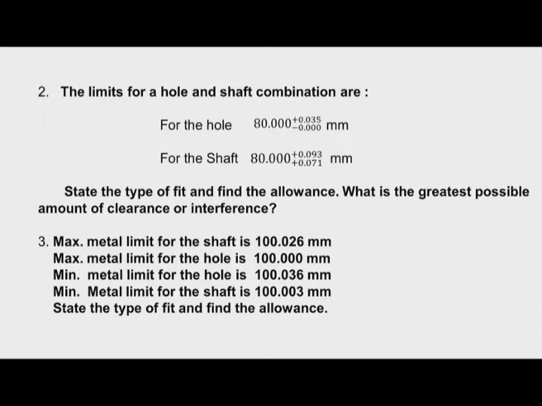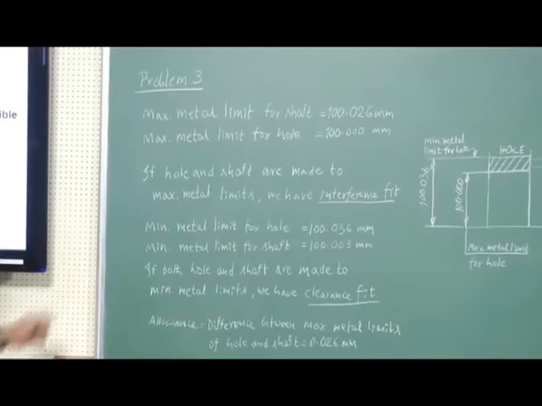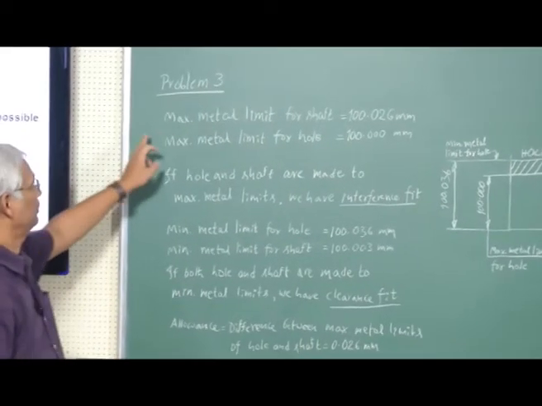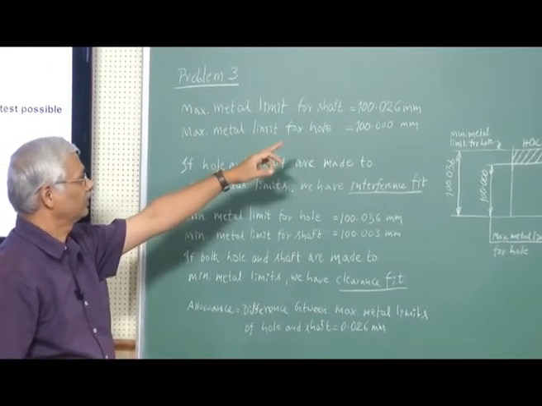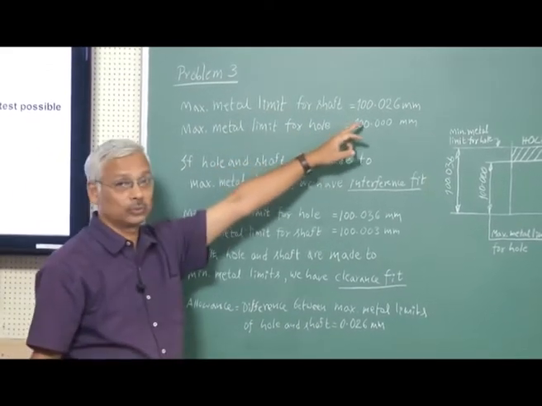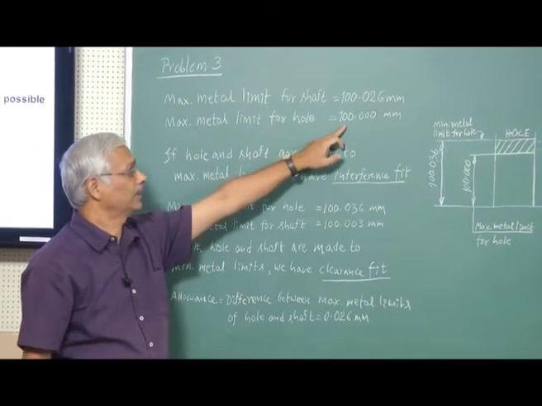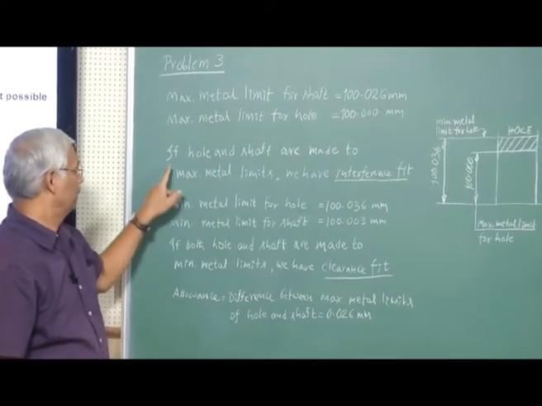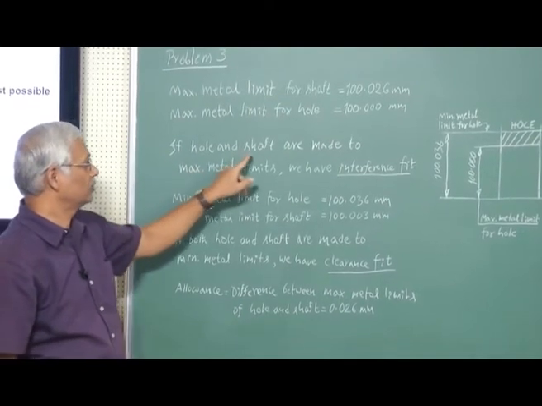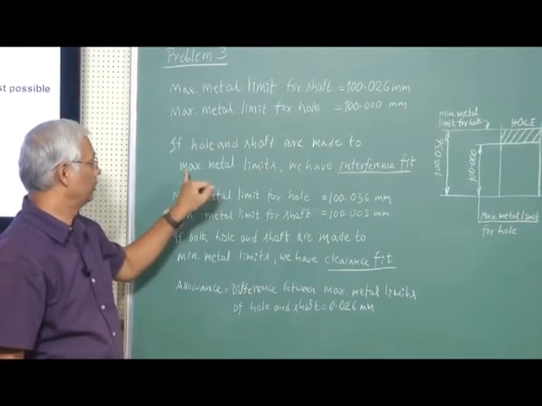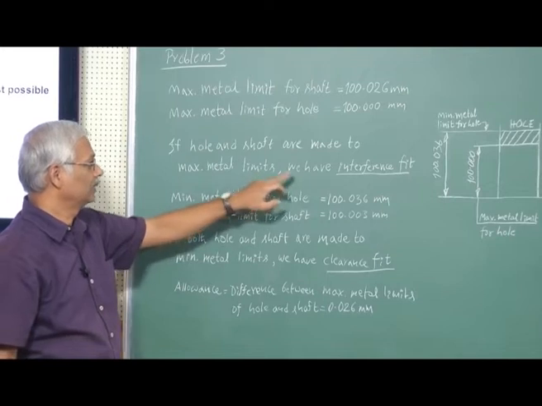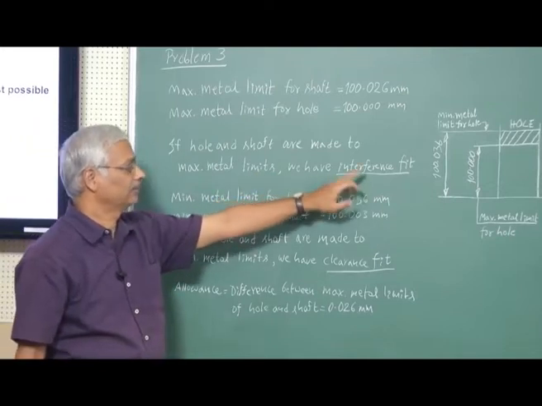Now over to the blackboard. These are the given conditions. The maximum metal limit for the shaft is 100.026 millimeter, and the maximum metal limit for the hole is 100 millimeter. So if hole and shaft are made to maximum metal limits, then we have an interference fit.